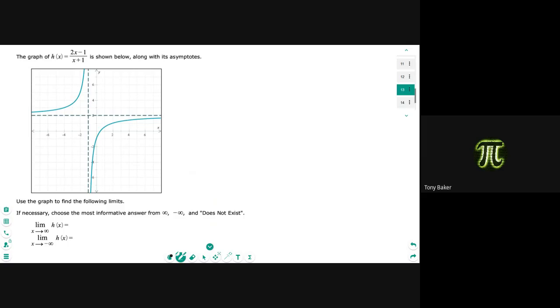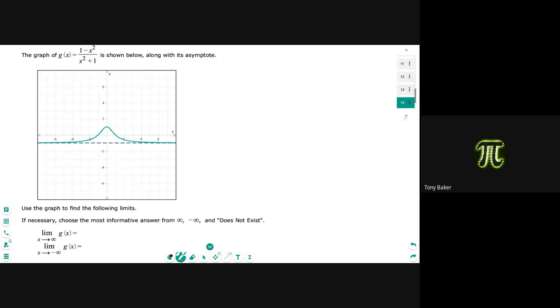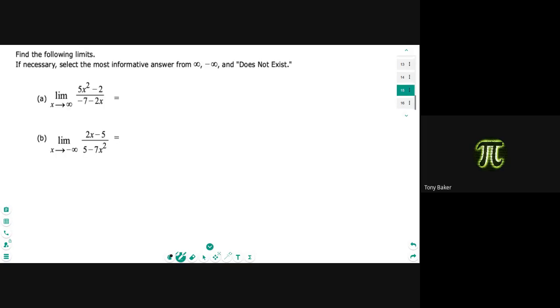This one's a really simple question. What's the limit as x goes to infinity? What's the limit as x goes to negative infinity? 2. That's it. Hey, I got to do softball every so often, right? That's the same thing. All right, this one.